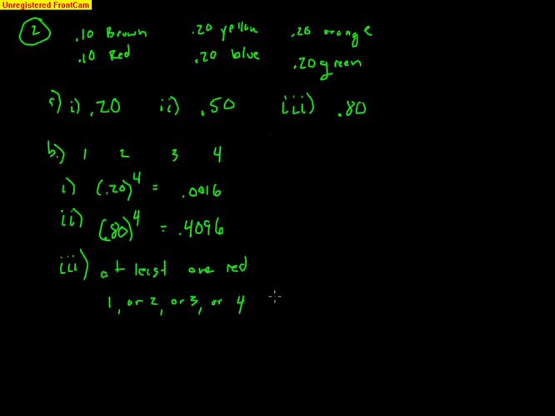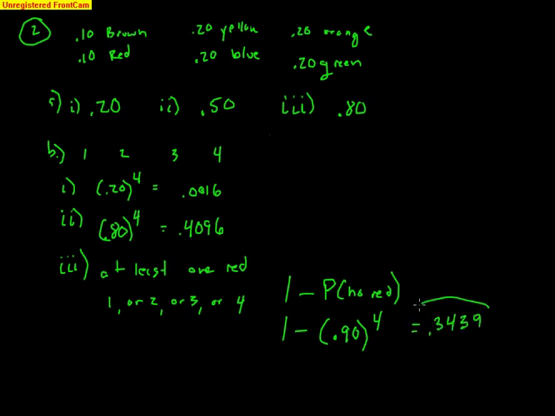So if I do 1 minus the probability of no red, I could get my work done in one step. So 1 minus no red. No red would be 0.9, but I need 4 of those. I need no red, no red, no red, no red, because I am picking 4 M&Ms. So I need 1 minus 0.9 to the fourth. 1 minus 0.9 to the fourth is 0.3439. So my answer there would be 0.3439.